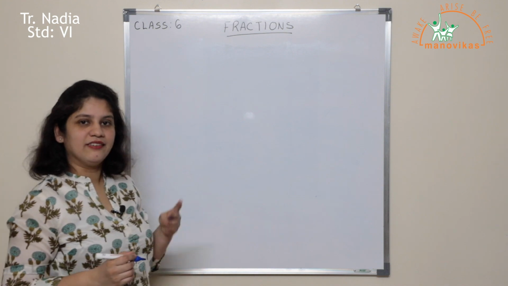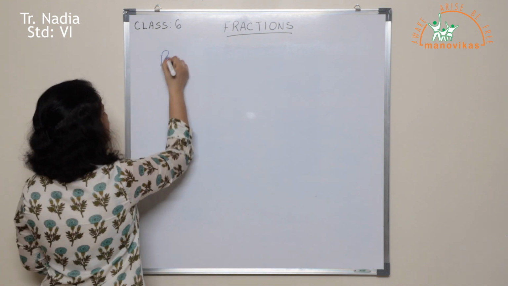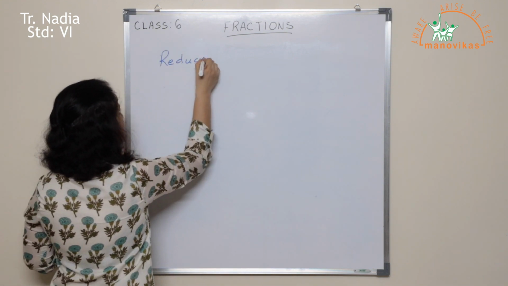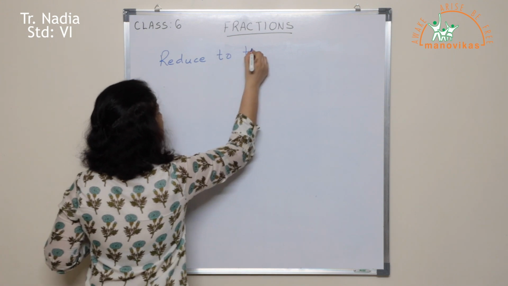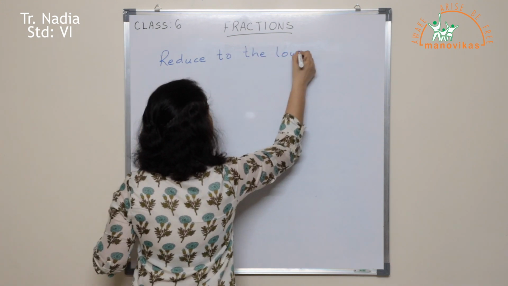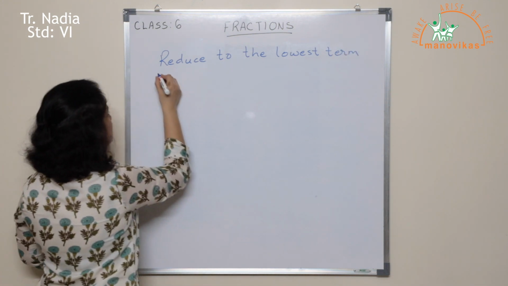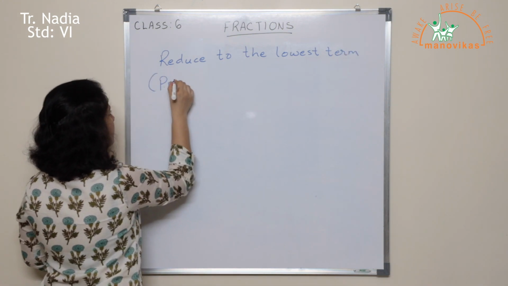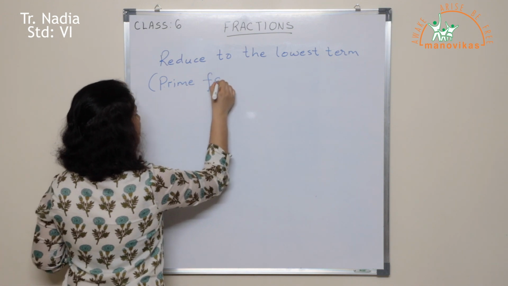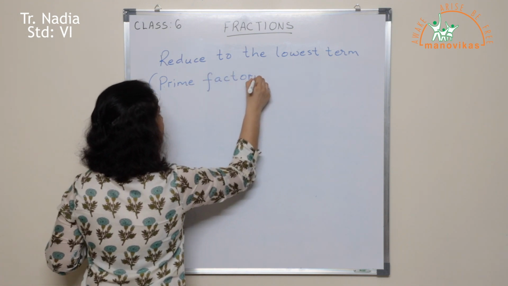Okay, now let us try reducing big numbers. Reduce to the lowest term. Now this time I am going to use the method of prime factorization.